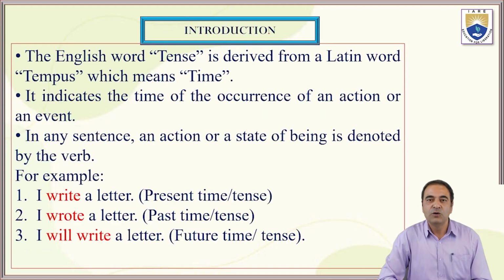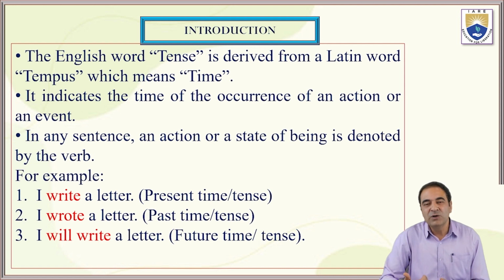Now, first of all, we will see the literal meaning of this word tenses. The English word tenses is derived from a Latin word tempus, which means time. Therefore, you can say that tenses means time or time means tenses. In any sentence, an action or a state of being is denoted by the verb.